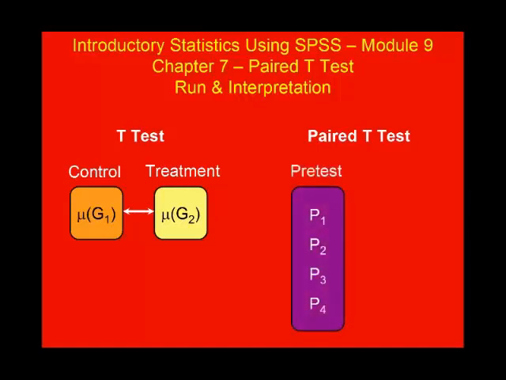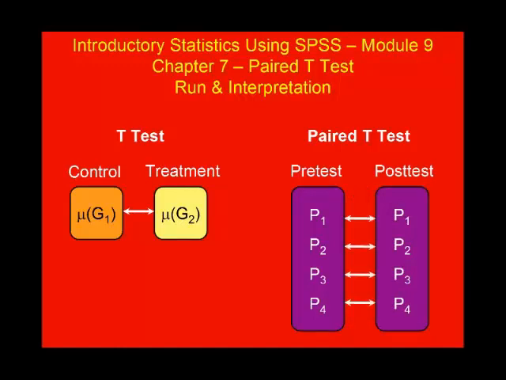These scores will serve as the baseline. Next, a treatment will be administered, followed by a post-test. The scores from the pretest are compared to the corresponding scores from the post-test. The paired t-test tells us if there's a statistically significant difference between the performance on the pretest compared to the post-test. Let's look at it another way.